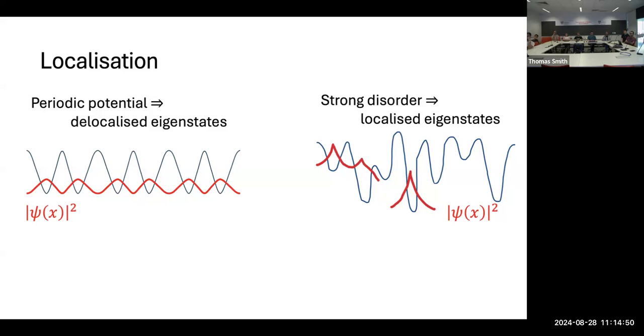And in fact, in one dimension for single particles, you don't even need strong disorder. It happens at any strength of disorder. You can add some tiny sprinkling of dirt and everything just suddenly becomes localized, at least asymptotically.